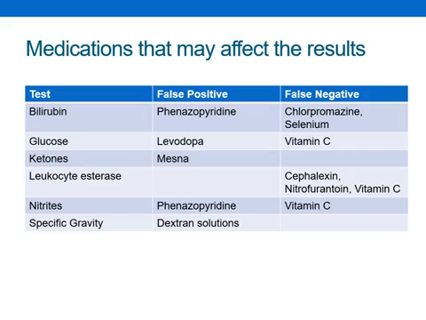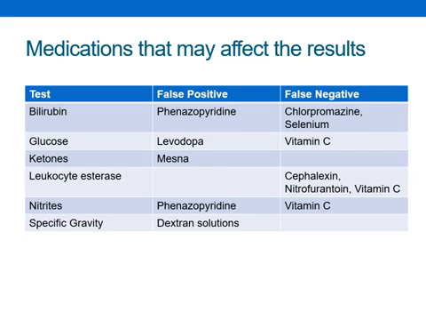The last thing that I wanted to go through are some medications that may affect the results of a UA. The first test is the bilirubin, and a false positive might be seen in a patient that is on phenoxypyridine, and a false negative could be seen in a patient that's taking chlorpromazine or selenium. Similarly, the glucose test could read a false positive on a patient on levodopa and a false negative on patients that are taking vitamin C.